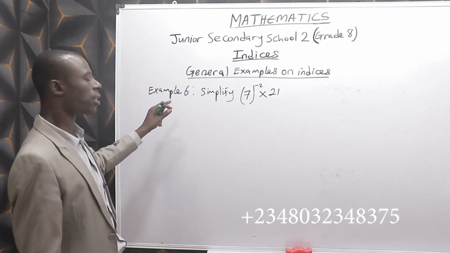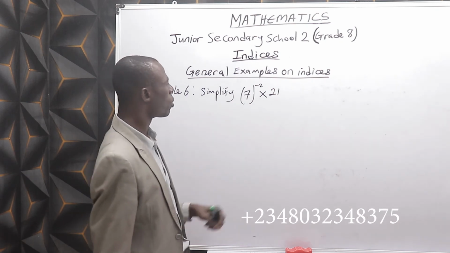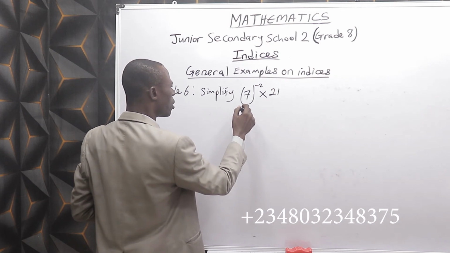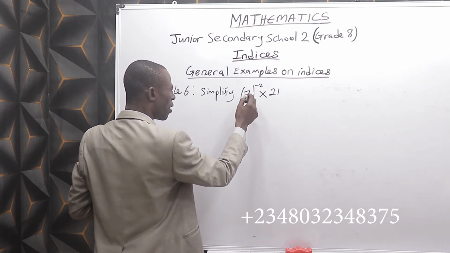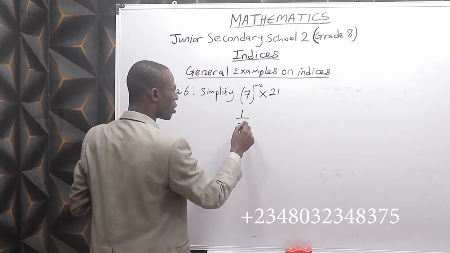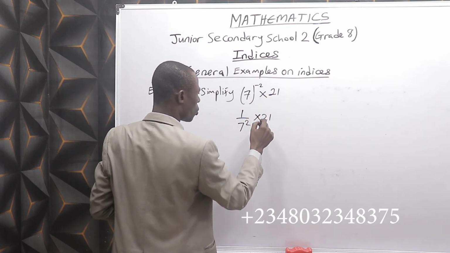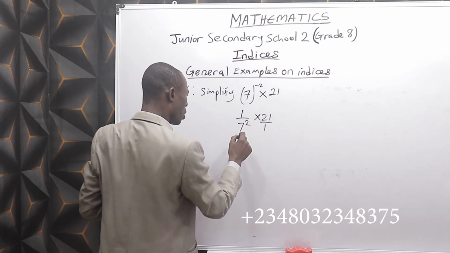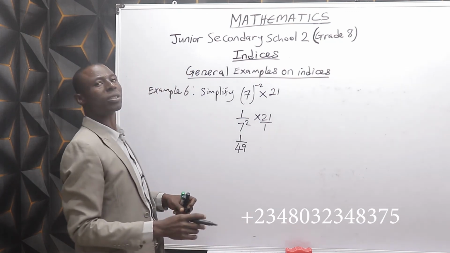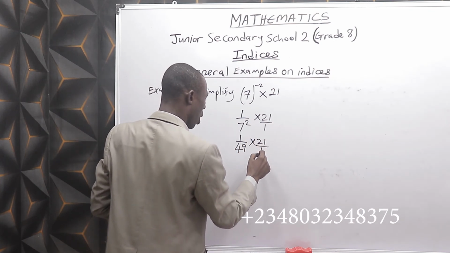Finally, let's consider example 6. Simplify 7 raised to the power negative 2 times 21. This 7 raised to the power negative 2 is the same thing as 1 over 7 raised to the power 2, times 21 over 1, which is 1 over 49. 7 times 7 should be 49, times 21 over 1.